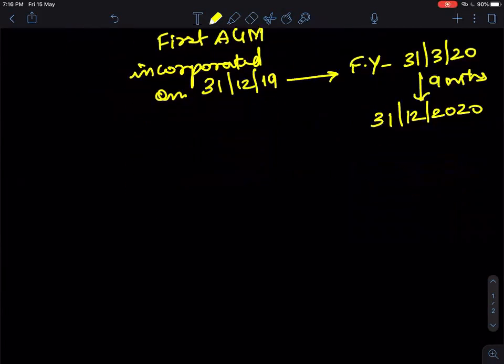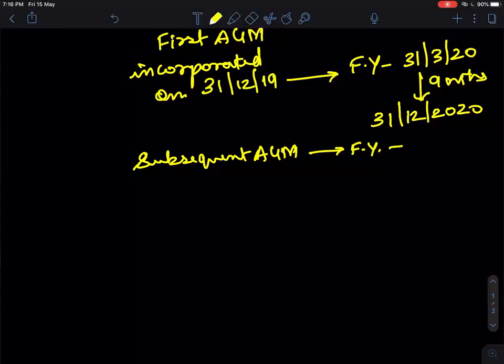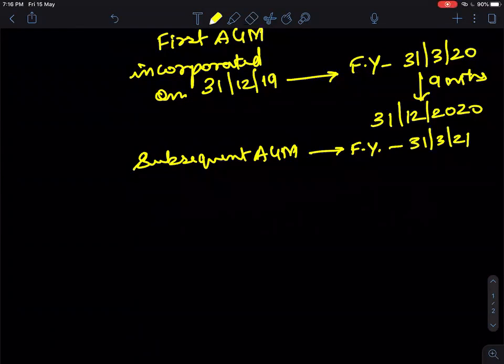The second concept that we saw was in case of a subsequent AGM. Again, the next financial year for this company will end on 31st March 2021. Now, in case of a subsequent AGM, you get a deadline of 6 months from the date of closing, which means you will have to conduct the annual general meeting by 30th September 2021. So I hope both these concepts are extremely clear.